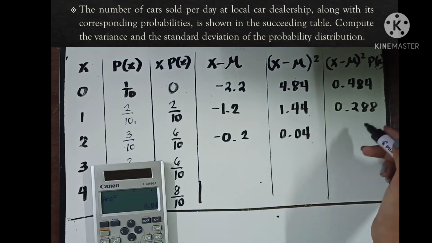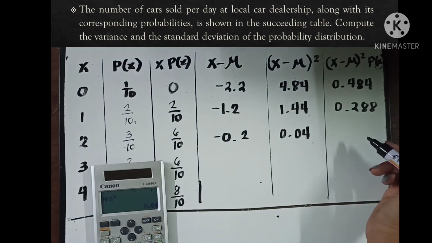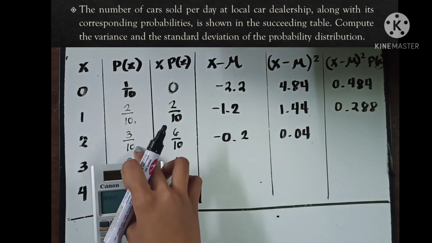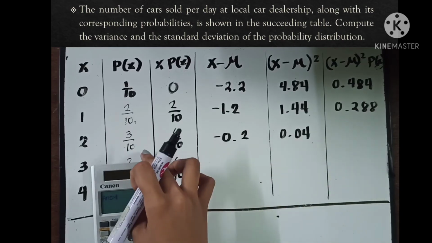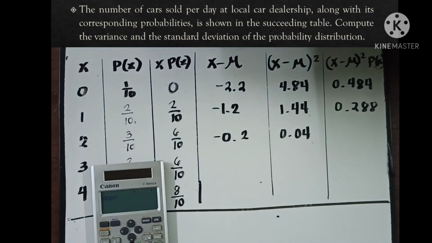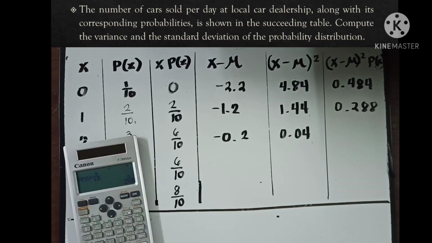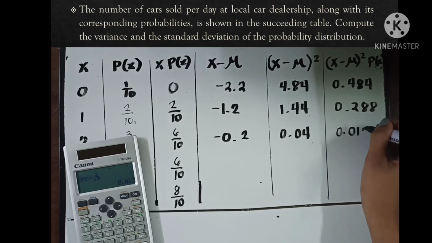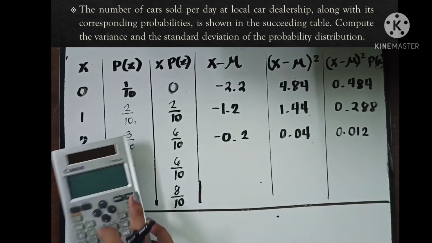Okay? So, proceed tayo sa next column agad-agad. So, diretso tayo sa calcu. So, this 0.04, imumultiply natin. So, pindot ulit si answer. Then, multiply by yung probability nito. Okay? So, yung probability nito is 3 over 10. Okay? So, and that is equal to 0.012. Okay? So, next. Next row na tayo.